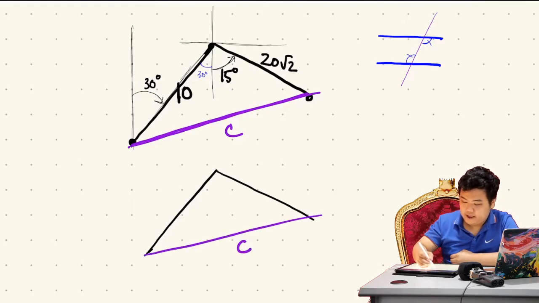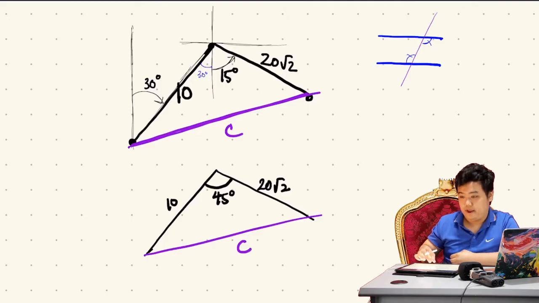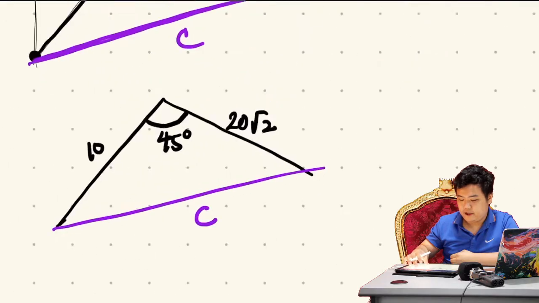So, we want to find C. This is 10. This is 20 square root of 2. And this angle is 45 degrees. Okay, so let us apply the cosine law.